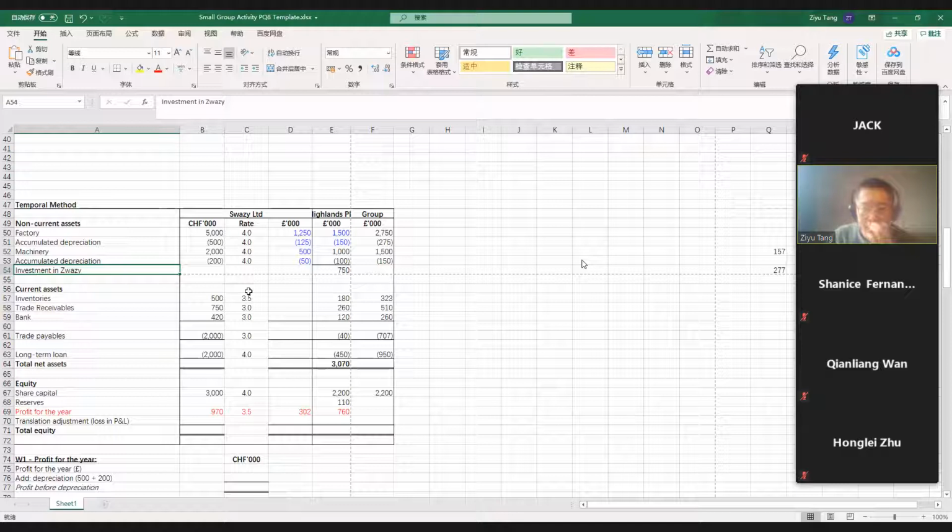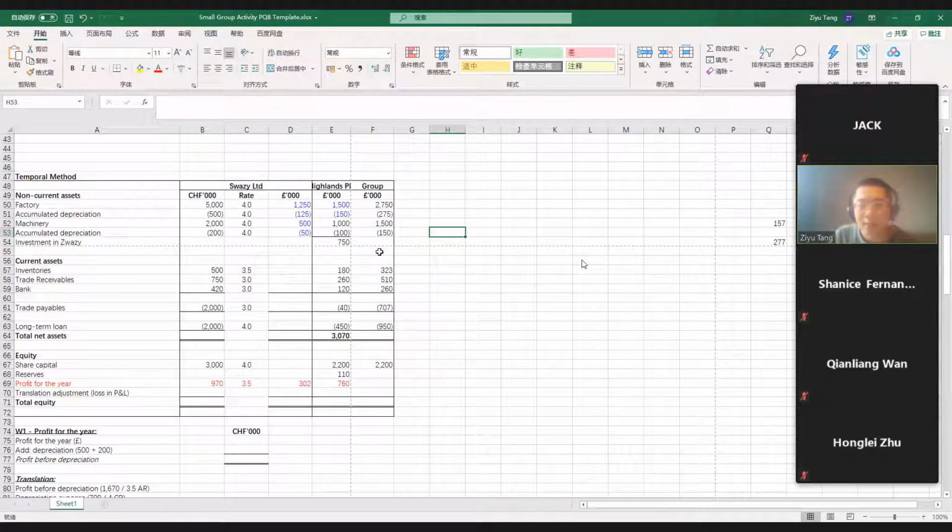Okay, and to calculate the consolidated statement, very simple. You just add the value of, for example, the factory of Swazi Ltd with Highland PLC, and it is equal to 2,750. So all other items are simple. You just add the value of each item of these two companies, and you get the value of the Highland group of this item.